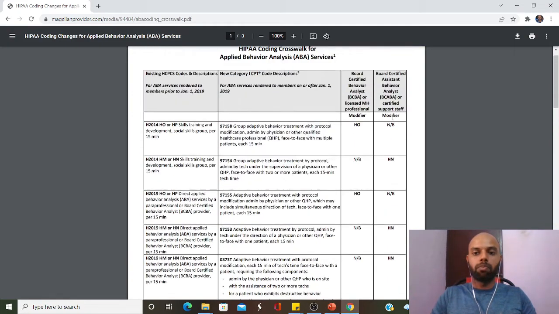That means BCaBA can bill a service with the HN modifier, or certified supporting staff. That means an RBT can bill a service with the HN modifier. A BCBA is not allowed to bill H2019 for adaptive behavioral therapy, I mean, direct therapy one-on-one session. BCBA can bill H2019 with the HO modifier. That means the insurance will know that the service was done by a BCBA.